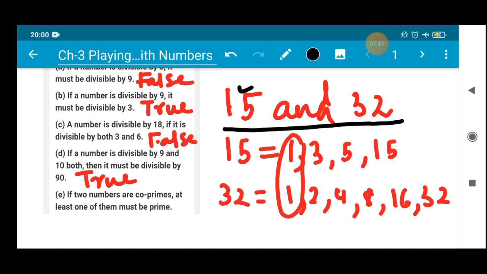But 15 and 32 both are composite numbers, right? So this statement is false. I hope you have understood this. So you can take various examples.